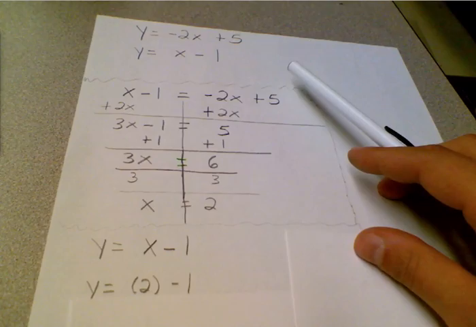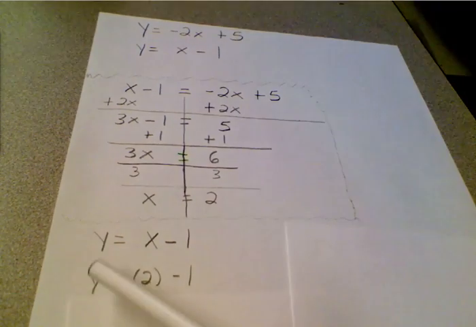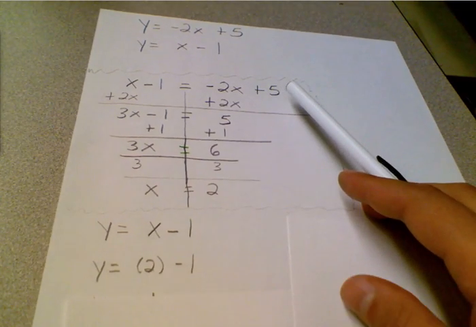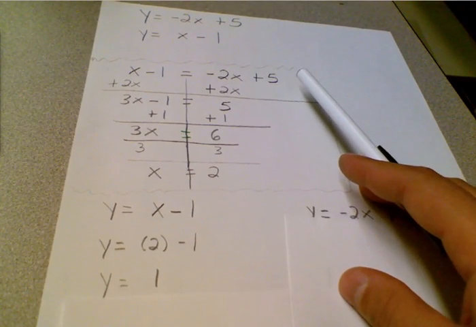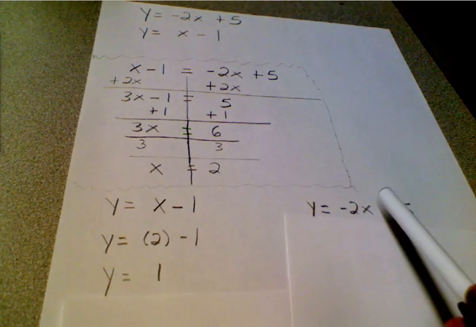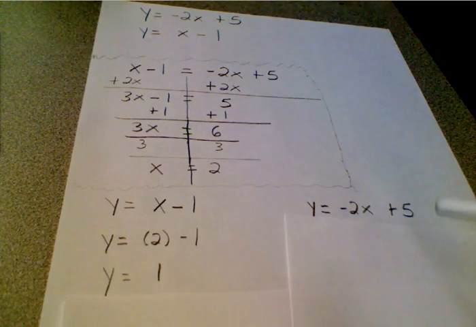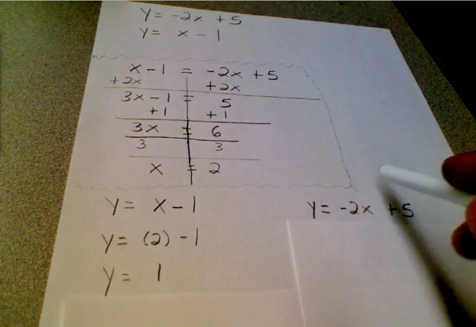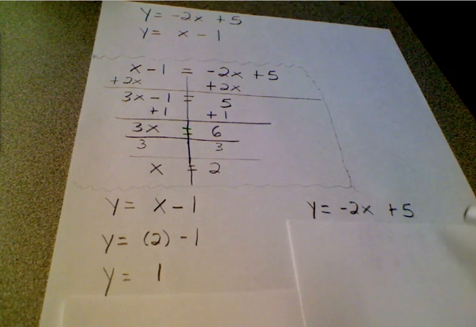Now that I've done that, I have y equals 2 minus 1, and I know that 2 minus 1 is 1. A good way to check yourself is to plug 2 back in for x in the other equation here. See if you get 1. If you get 1, then you are on the right track to checking that your work is correct. This is a step that you don't have to take, but you could take to check over your answer.